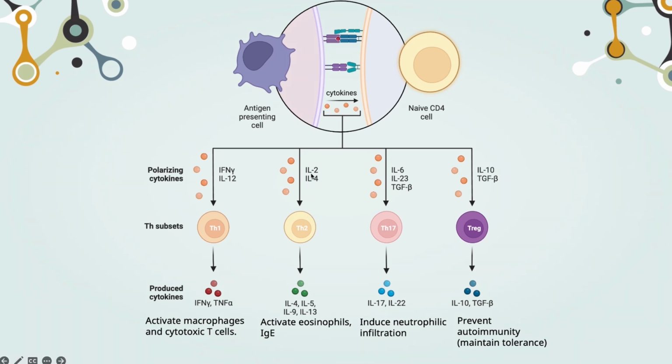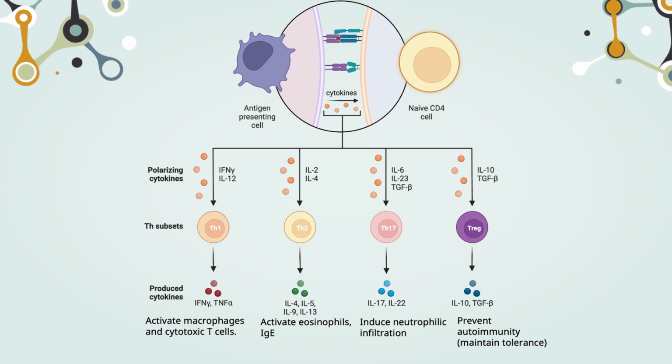Let's talk about how Th2 cells are activated. If there is release of interleukin 2 and interleukin 4 from the antigen presenting cell, the CD4 cell will divide into Th2 subtype. All right. And what is the function of Th2 cell? It will secrete interleukin 4, interleukin 5, interleukin 9, and interleukin 13. The role of these interleukins is to activate eosinophils and produce IgE. All right. So they help in IgE class switching. We'll be talking about class switching and immunoglobulins in a separate video, but you need to know what activates IgE formation, and it's interleukin 4, 5, 9, and 13.